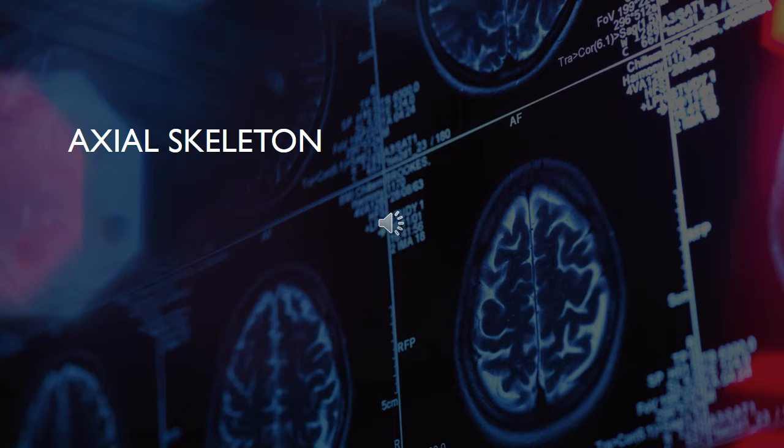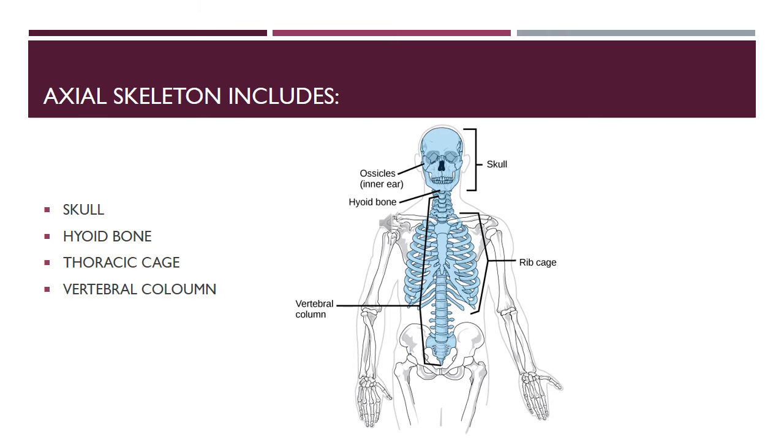The system is divided into two. The first one is the axial skeleton and the second is the appendicular skeleton. In this lecture, we will be concentrating on the axial skeleton. So what is your axial skeleton and what makes up your axial skeleton? This axial skeleton is made up of the skull, the hyoid bone, the thoracic cage or rib cage, and the vertebral column, otherwise called the spine.